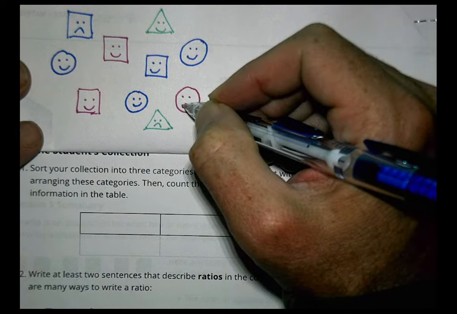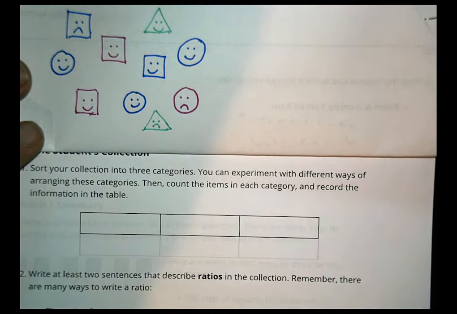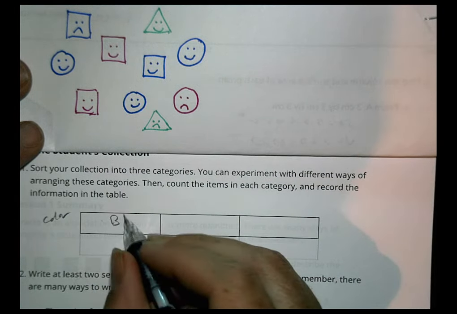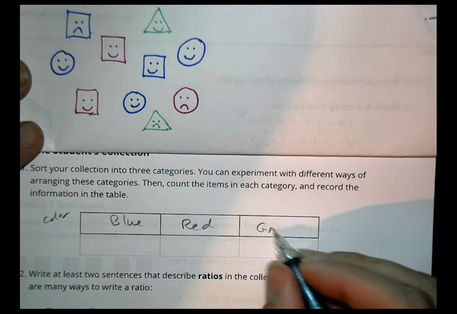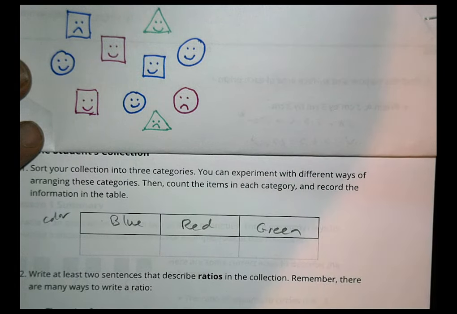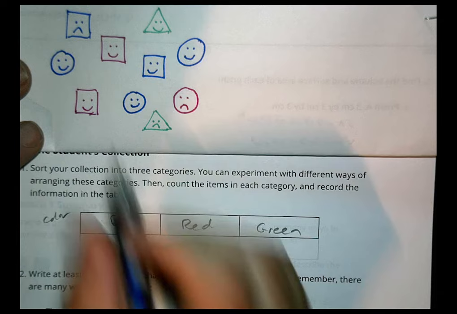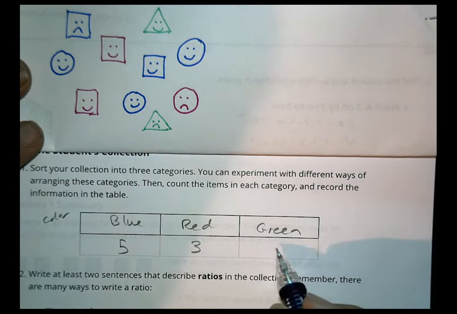Well, we notice some have happy faces, some have sad faces. We also have the 3 colors, right? So just by colors, maybe you wanted to sort them by color, and you group them by blue, and kind of our red color, and our green color, right? Something along those lines. How many blue do you see there? 1, 2, 3, 4, 5. How many red? 1, 2, 3. And how many green? We have 2.